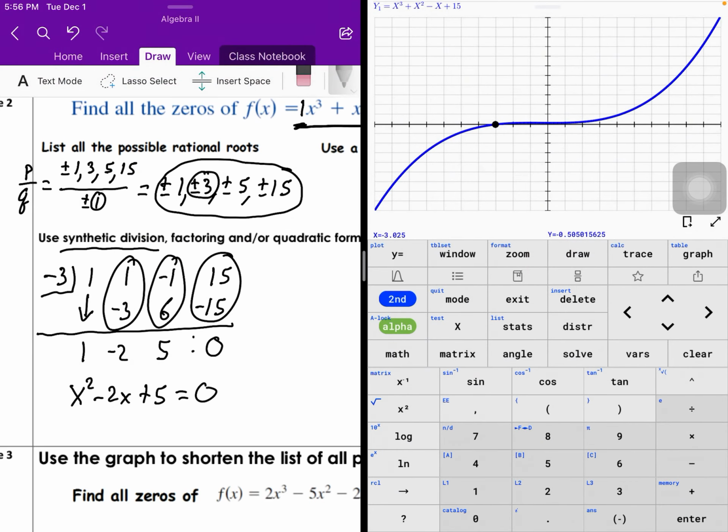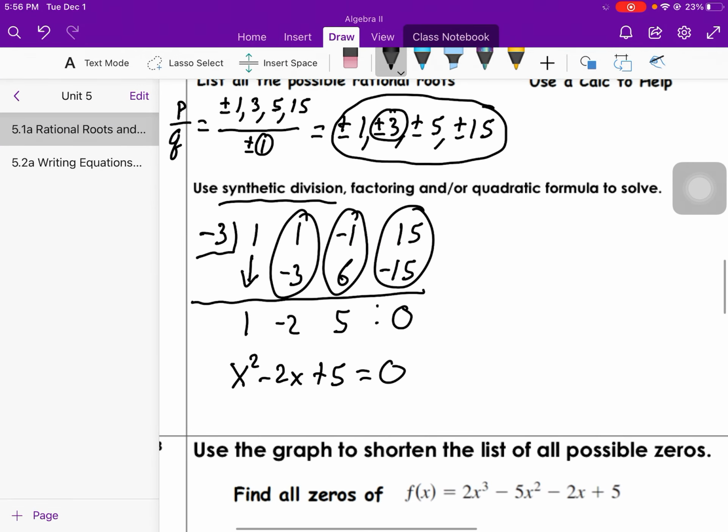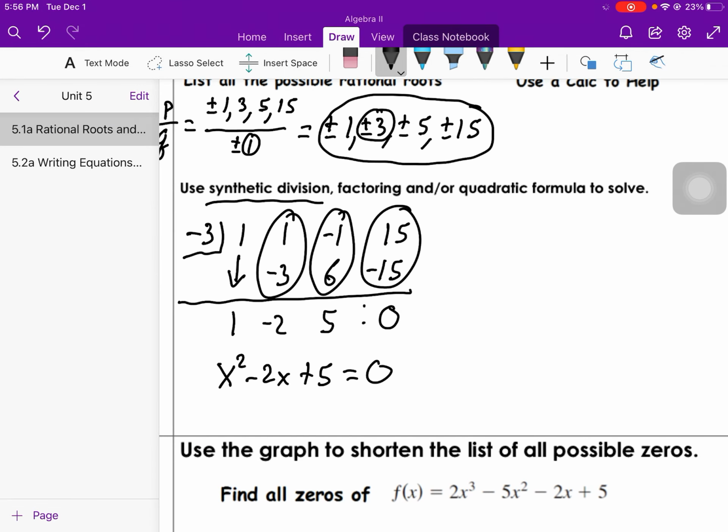Notice, if you look at the graph, it looks like it only goes through the x-axis at one point. The reason for that is because we only have one real solution. The other solutions we're going to find out are actually imaginary. And to find those solutions, since we can't factor it, we've got to use the quadratic formula.